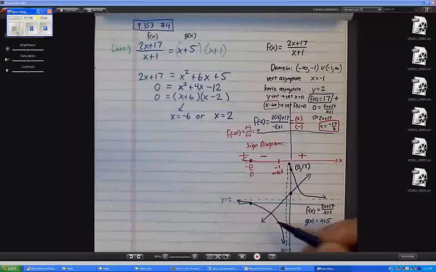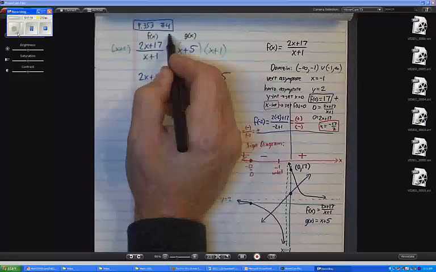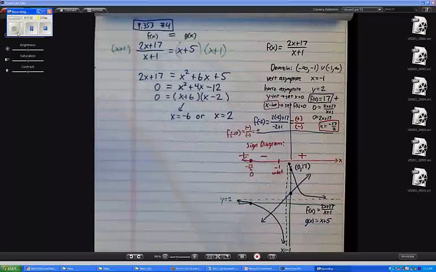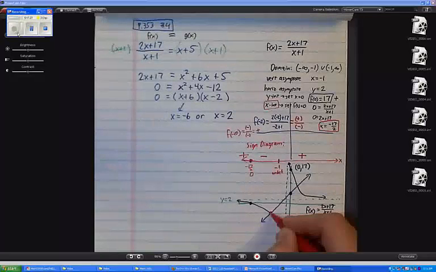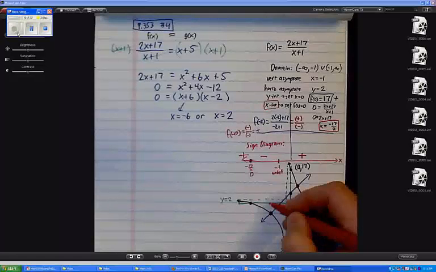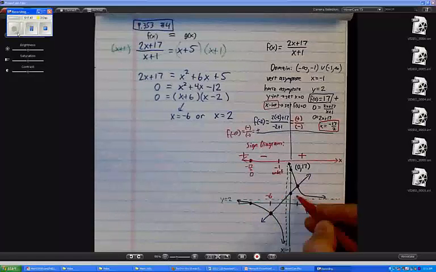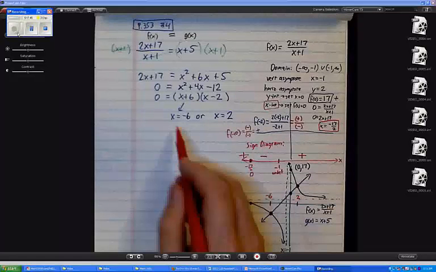Okay? Now, back to the problem we started with. We started with this equation. And the equation was, where does f of x equal g of x? Can you see where f of x equals g of x on the picture? Where? Right here and right here. Are you guys with me? And what did we learn about those points? Well, what we did is we solved for the x-coordinates. The x-coordinates are negative 6 or positive 2. That's what our work did for us.